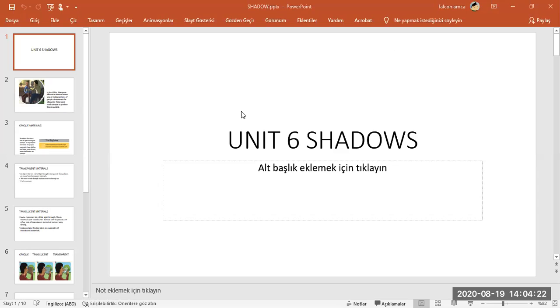Today I'll mention a new topic. Our new topic, Unit 6, is about shadows. What is a shadow? Let's see.